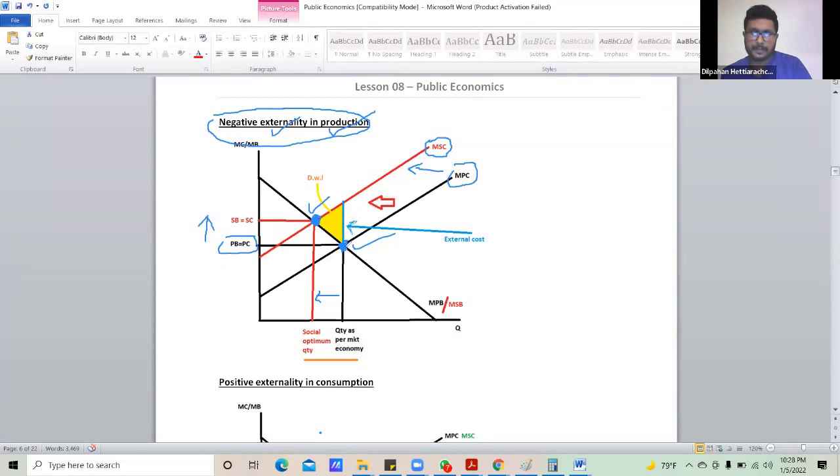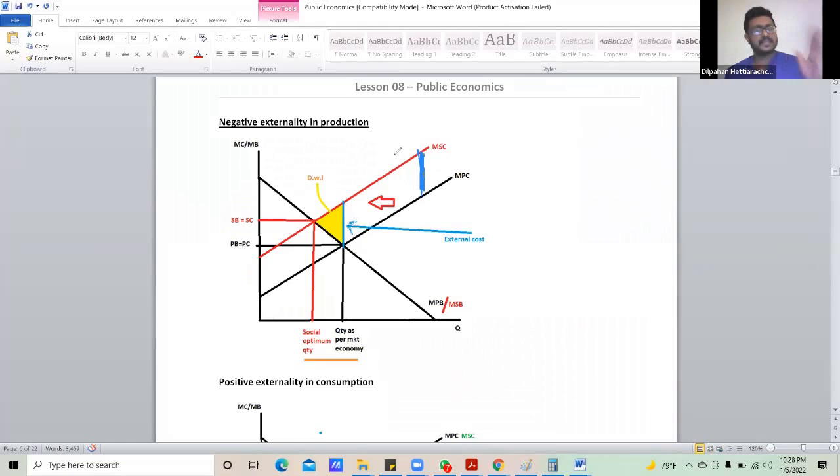Okay, clear? Right. And a few more things we can learn from here. After this shift, you can see a vertical difference between these two curves, like this difference. And since these two curves are parallel, the vertical difference is always the same at every point. What is this vertical difference? This is called the external cost. And if it is a positive externality, it will be an external benefit, right?